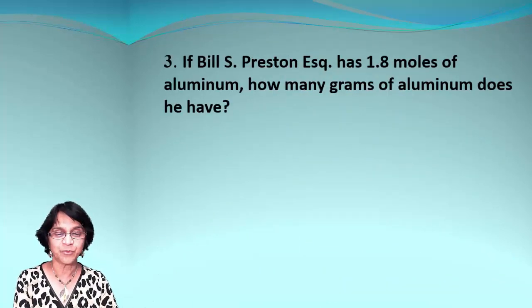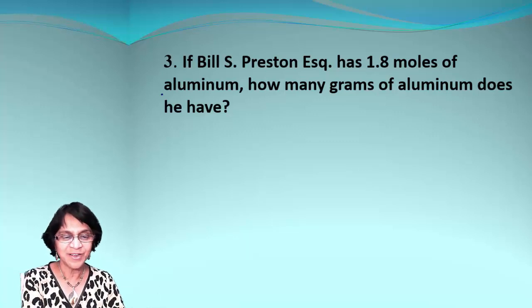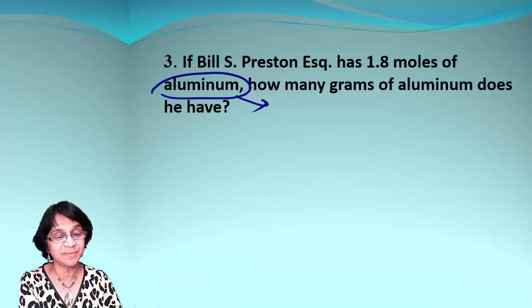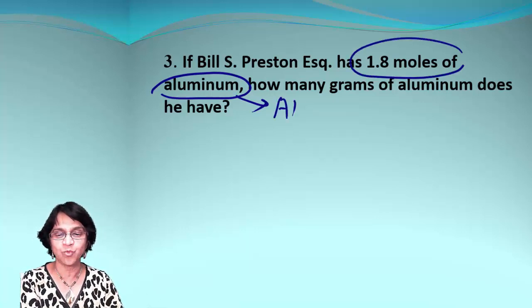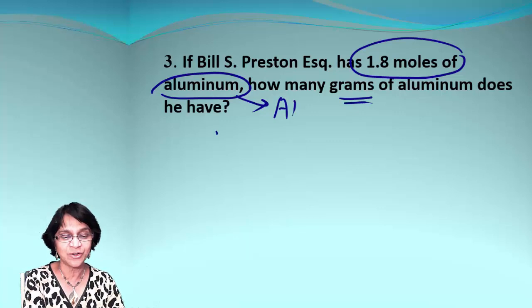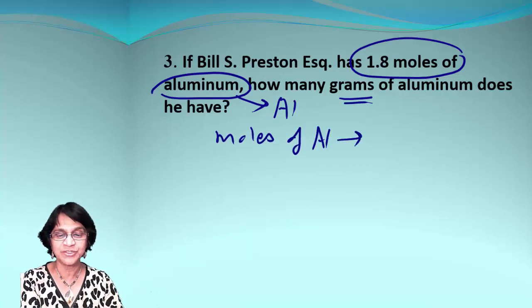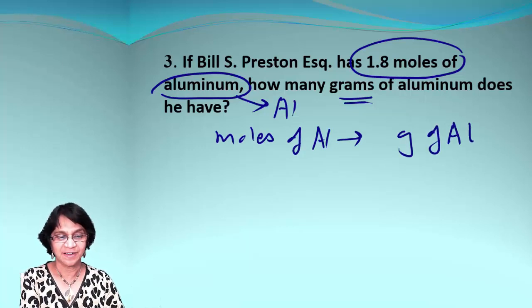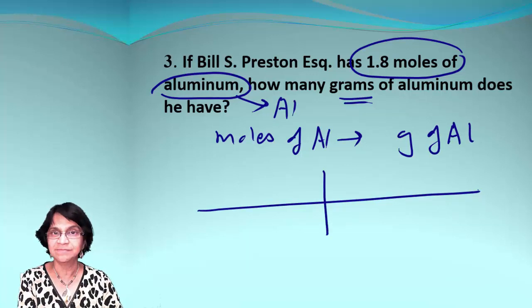Alright, this is going to be from moles to grams now. So what do we have? We are beginning with aluminum. Do you remember the symbol for aluminum? It is Al. And we are given 1.8 moles, and we need to find out the grams. So your roadmap is going to look as moles of aluminum going to grams of aluminum. Let's get everything into the grid.